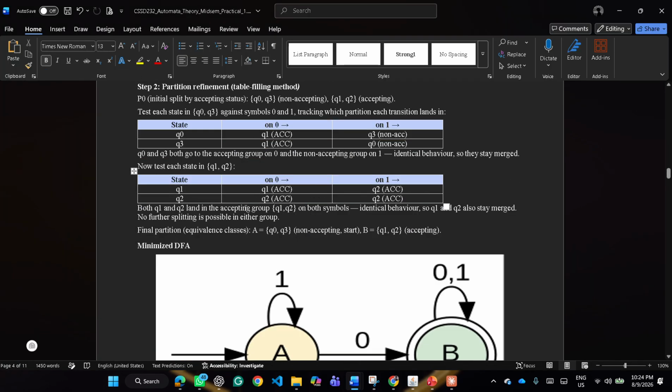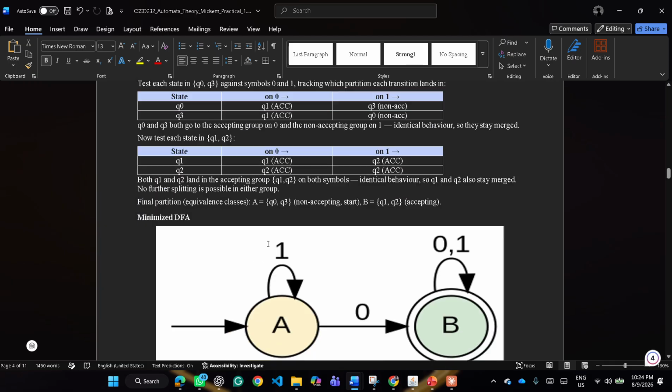Now that's all that we need to know for now. So both Q1 and Q2 land in the accepting group on both symbols, right? So they have identical behaviors, and so Q1 and Q2 stay merged. No further splitting is possible. So the final partitioning equivalence classes: let's call Q0 and Q3 as A, the non-accepting states, and then Q1 and Q2 as B, the accepting states.